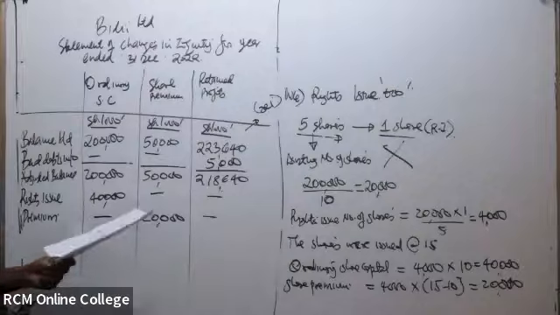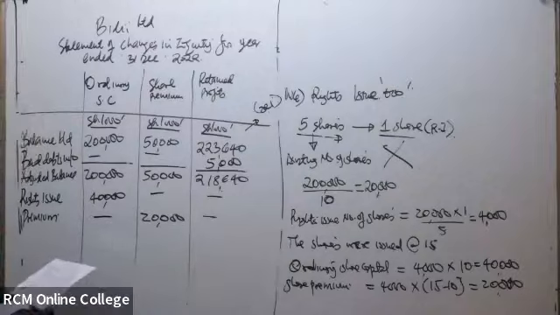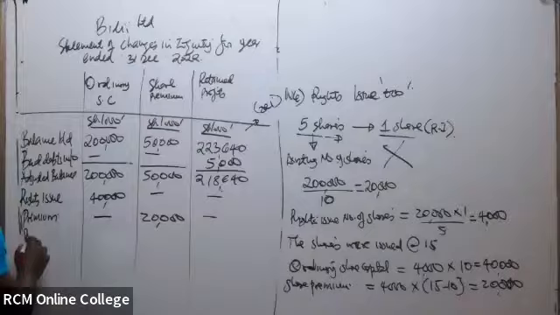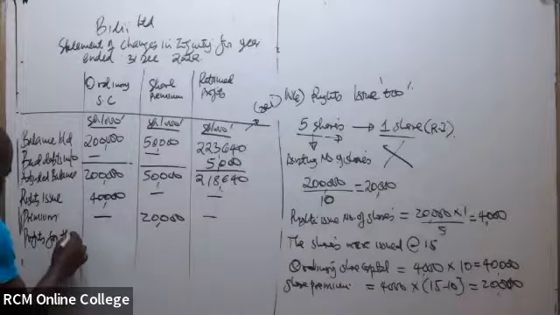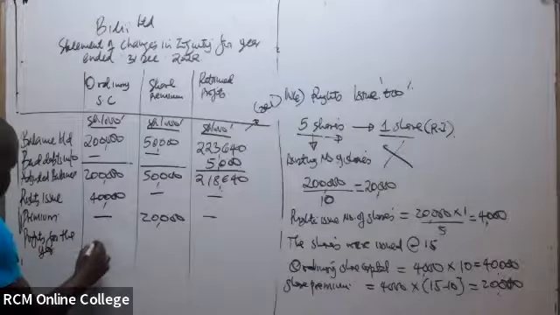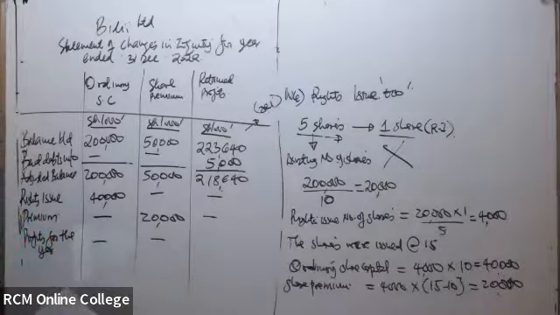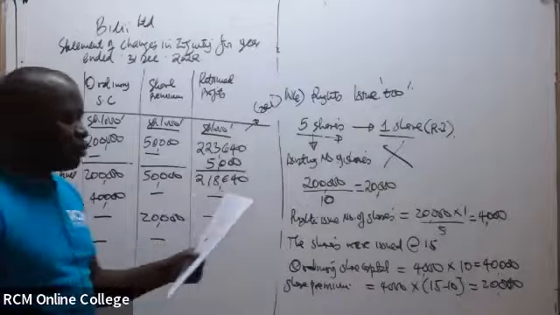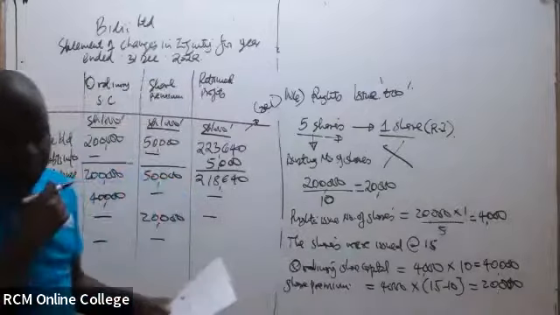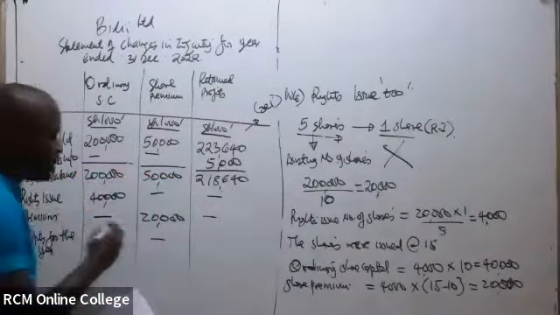Now we have the profit for the year. For this one, you pick what we realized as profits in our statement of profit or loss, and I think it was coming to 137,660.